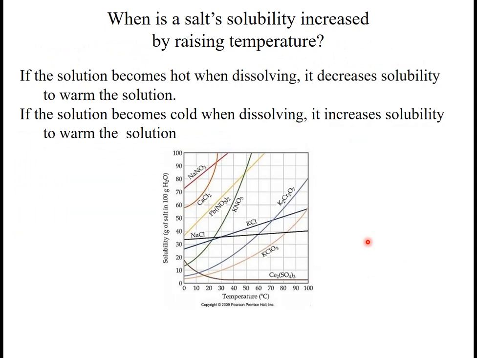So how do you predict whether something is going to increase its solubility with increasing temperature? This is the same figure from the previous slide. If the solution becomes hot when you're dissolving it, then warming the solution is going to decrease the solubility. If the solution becomes cold when you dissolve it, then it's going to increase the solubility when you warm it. So if it becomes cold and I add more heat to it, that is going to allow it to dissolve more. But if it's hot and I add more heat to it, it's going to decrease the solubility.